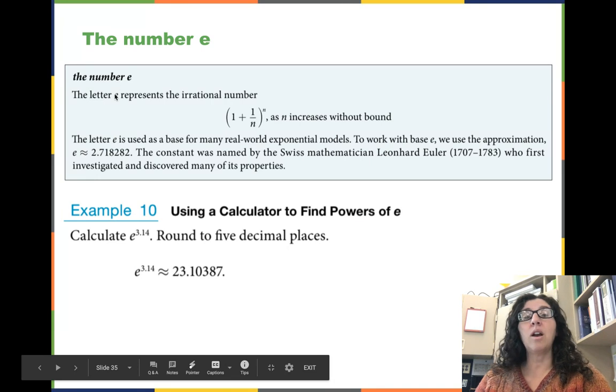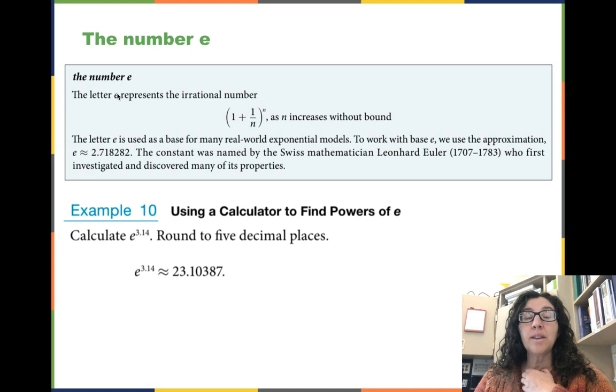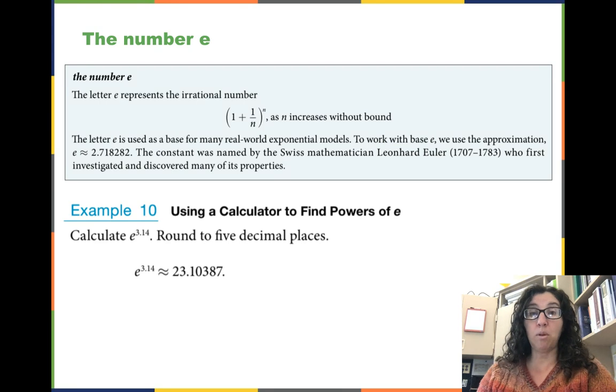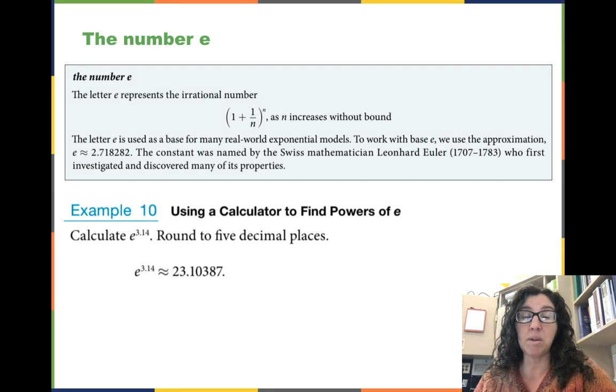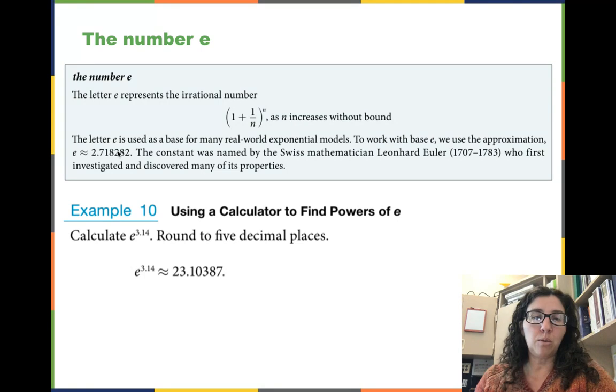That number has a name. It's called e. So e is an irrational number, kind of like pi, right? Pi is a number. We just use that symbol pi to represent it. e is the same. e is a number. Here's what it is. It's like 2.718282, and it goes on forever, just like pi. It's irrational. It goes on forever, but it's about equal to 2.72, right?